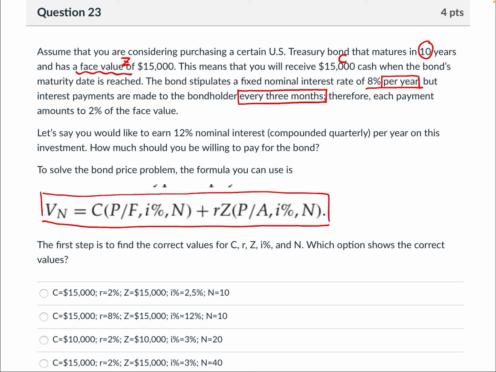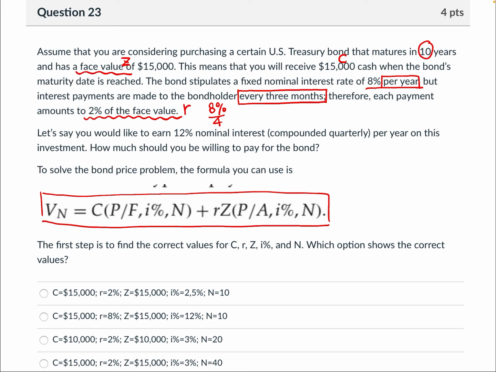Okay, which means it's compounded how many times a year? 4 times a year. So therefore, each payment amount is 2% of the face value. Actually, it's already told you that it's 2% every 3 months. That's the R. If not, you still can calculate using the 8% divided by 2 divided by 4 because it's compounded 4 times a year.